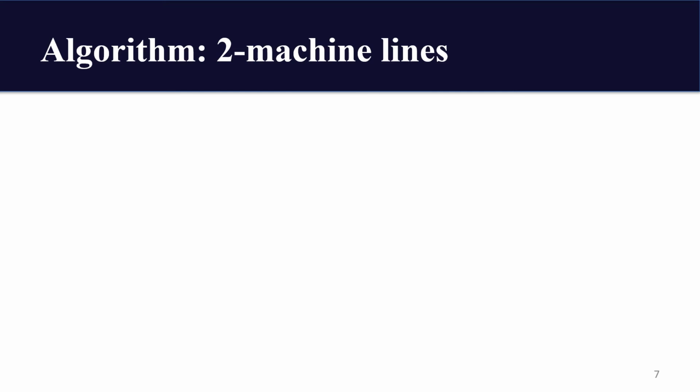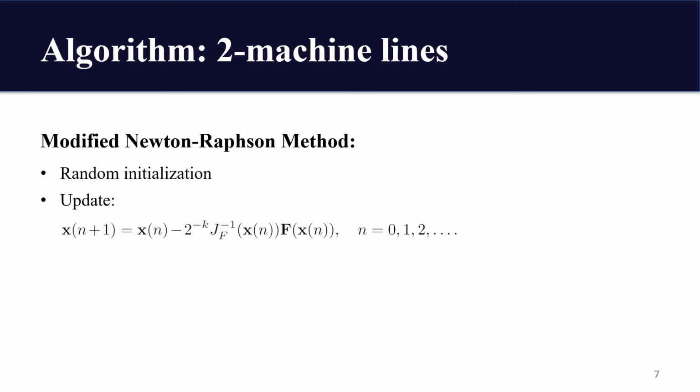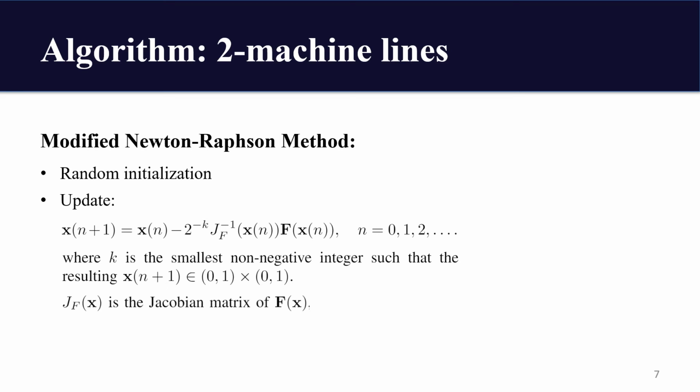The Newton-Raphson method is a root-finding algorithm based on the Taylor expansion. It has an analytical expression and can find the optimal solution in a very short time. The formula for each iteration is as follows, where k is the smallest non-negative integer such that the resulting x_{n+1} belongs to the range. J_f(x) is the Jacobian matrix of f(x). When the error of the last two iterations is very small, the iteration is terminated.